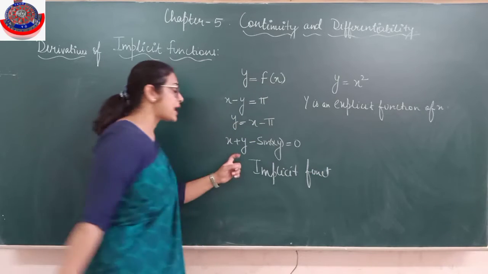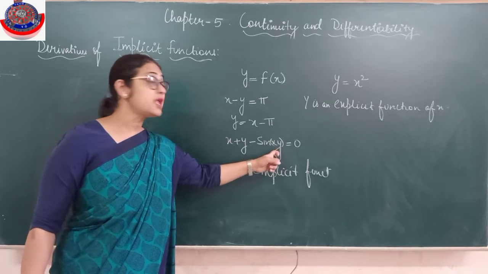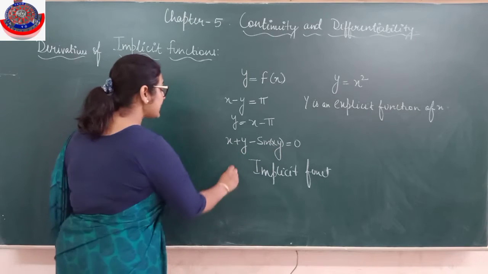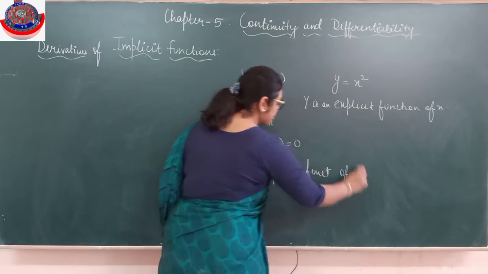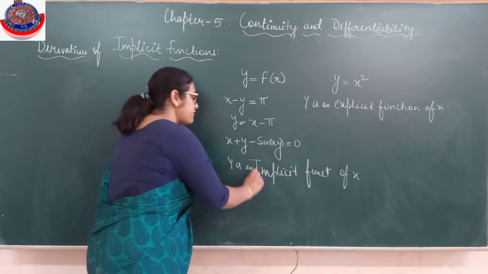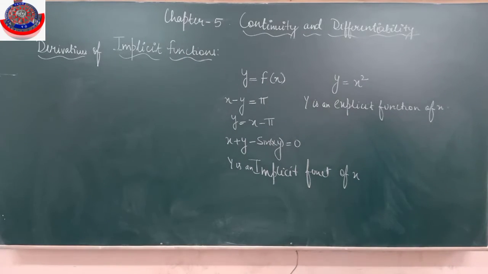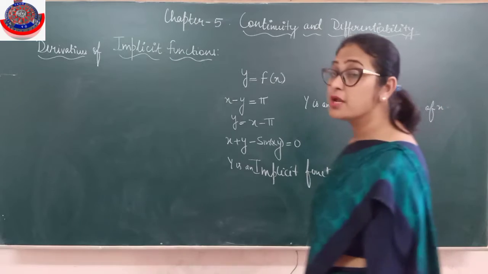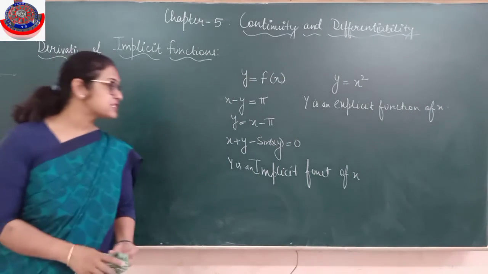Here also I am taking y as a dependent variable and x as an independent variable. So we say y is an implicit function of x. Y is depending upon x. We will be differentiating y with respect to x. But it cannot be segregated easily. So we say y is an implicit function of x. So in this topic we are going to differentiate these implicit functions.